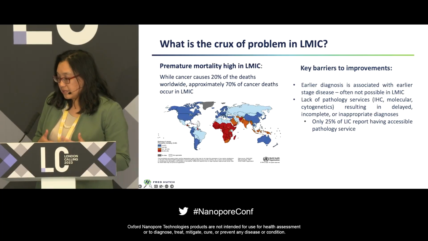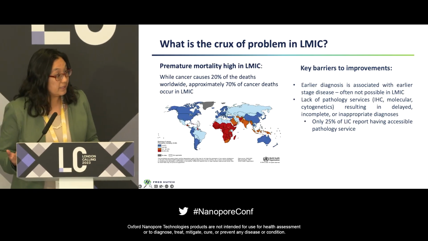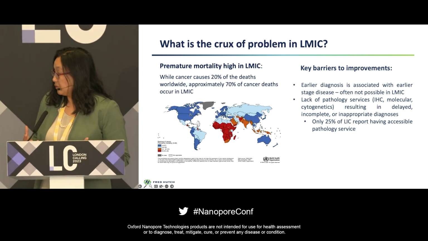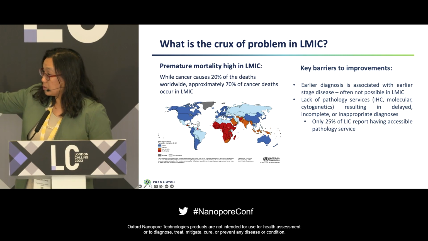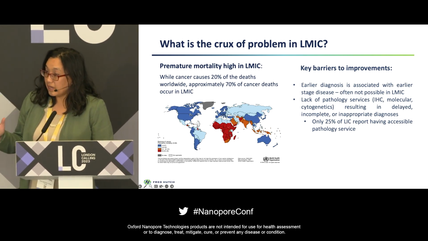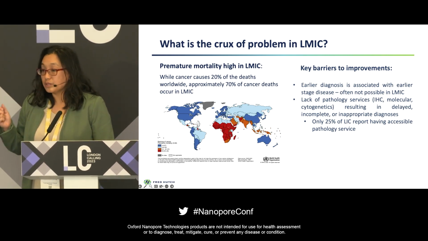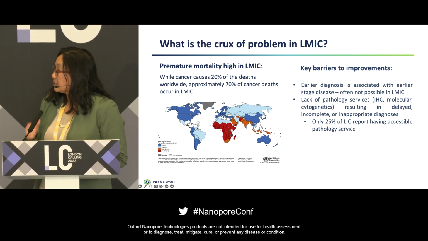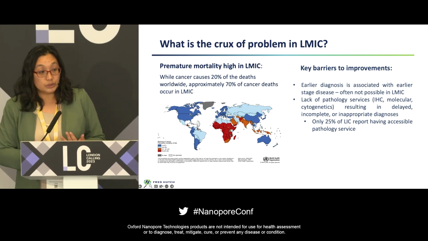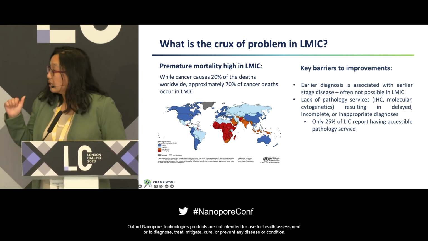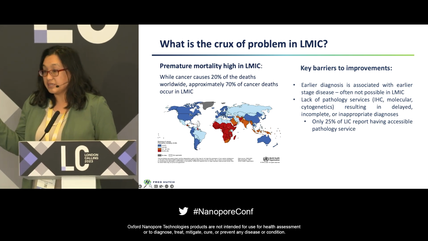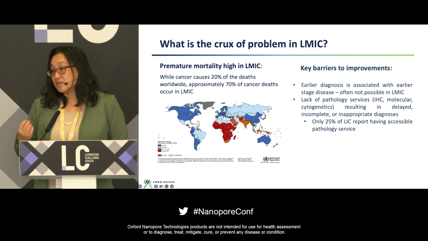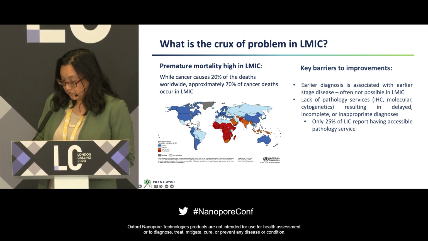While 20% of cancer deaths are worldwide, why is it that 70% of cancer deaths are occurring in low middle income countries? And that's because in the red and orange regions, there is a severe lack of resources. That's where the deaths happen, but there's also a severe lack of pathology and oncology resources in these regions. And key factors that have been identified include earlier diagnosis and also up to 25% of low-income countries actually even have access to pathology diagnosis. So this is where we thought that Nanopore could really make a difference.